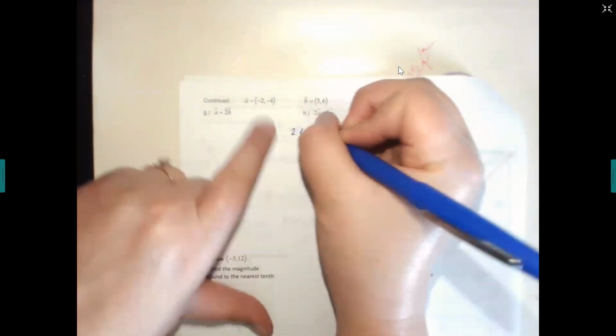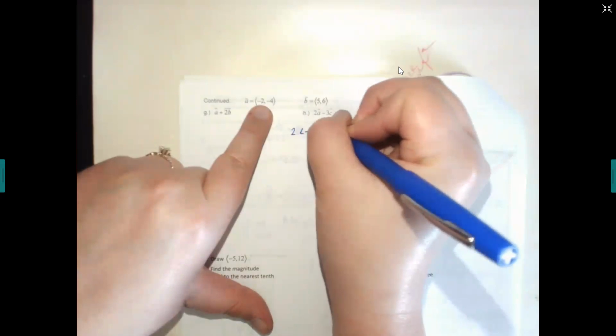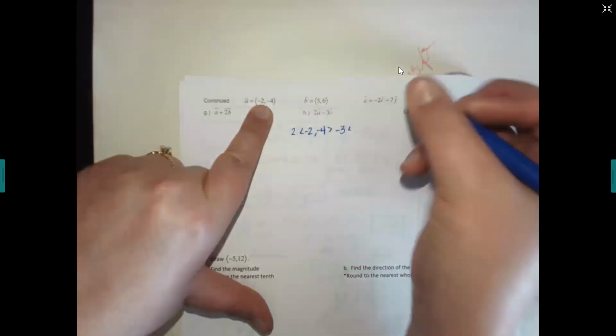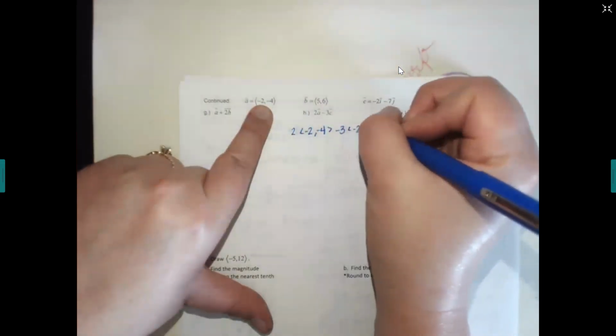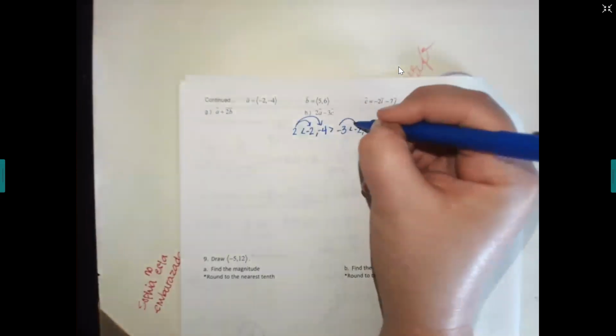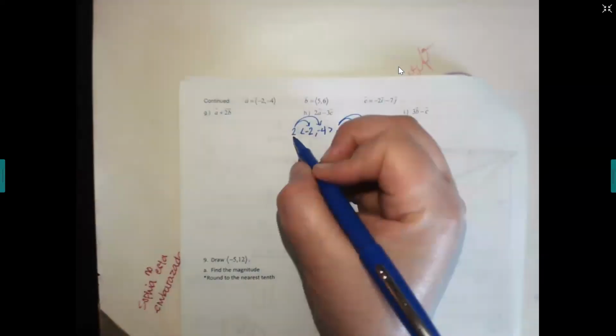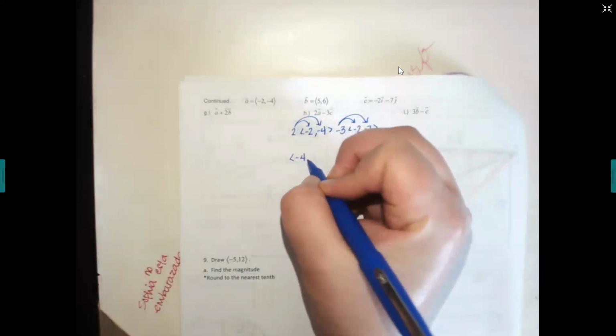We'll just do one of these. Let's say we want to do letter H. We want 2a minus 3c. Okay, well then 2 times a is 2 times -2, -4. Minus 3 times c is -2, -7. Okay, remember order of operations on this. You're going to times the numbers on the outside in, and then you're going to add the x's and then add the y's. So 2 times -2, that's a -4.